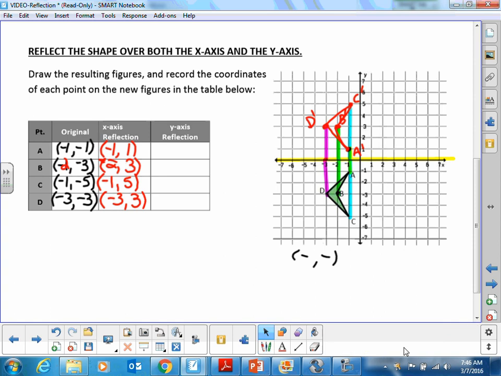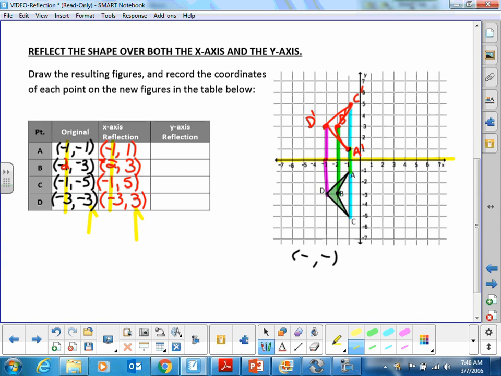Now, if you look for a second, look at our two examples here. Go back to my yellow. If you look, our -1, our x's have stayed the same. So if you're reflecting over the x, your x values here and here stay the same. What is changing is the y values. And if you look at how they're changing, the number stayed the same. What is changing is the sign.